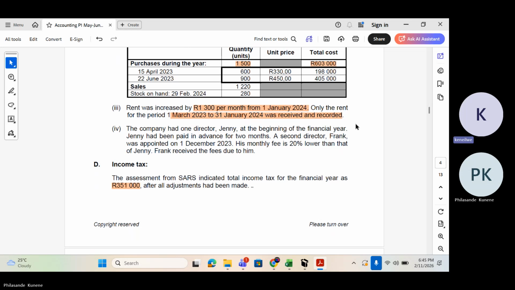Because they can claim the money back and never provide, but we received it. Sorry to cut you, Kenelwe. We received it up until March. You can see here, no, sorry, we received it up until January.